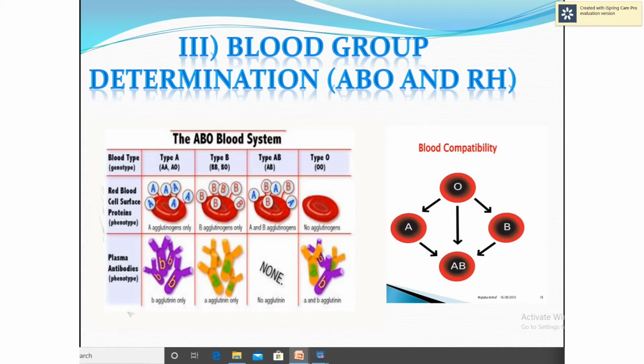Karl Landsteiner discovered blood types in 1901. Before that, blood transfusions were risky and potentially lethal. Landsteiner made the process much safer, and he was awarded the Nobel Prize for his work.